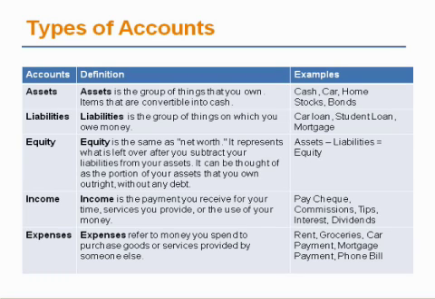So what different types of accounts will we be working with? Well, there are 5 different types of accounts. We have assets, liabilities, equity, income, and expenses. Assets is the group of things that you would own, items that may be convertible into cash. For example, you have cash, car, home, stock, bond. Liabilities. Liabilities is the group of things on which you owe money. In other words, debt. Could be a car loan, student loan, or a mortgage.